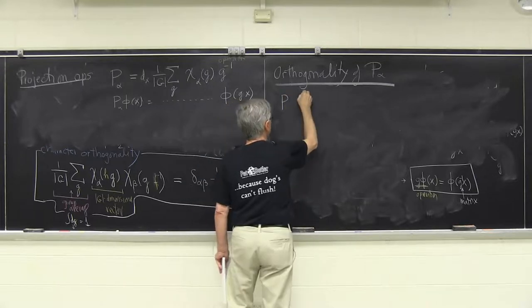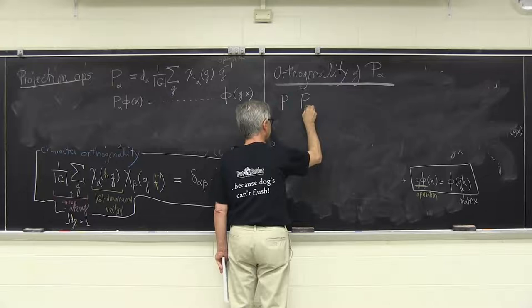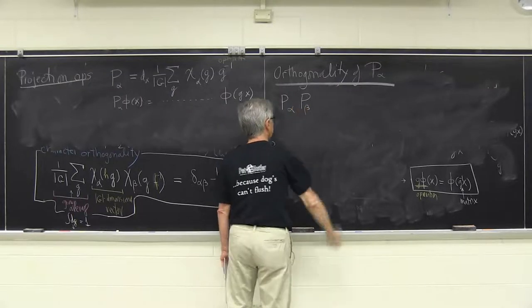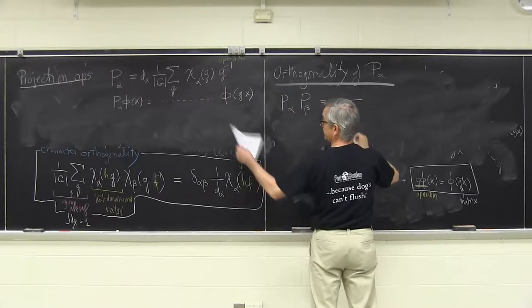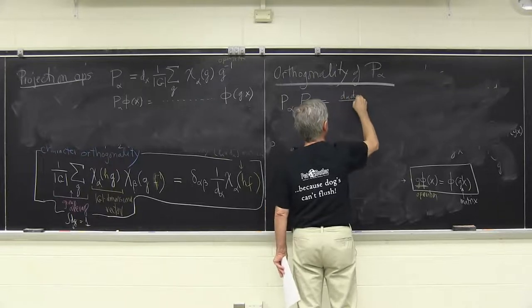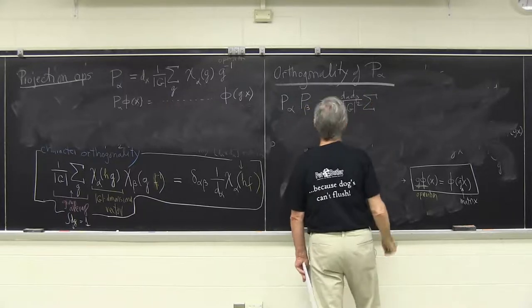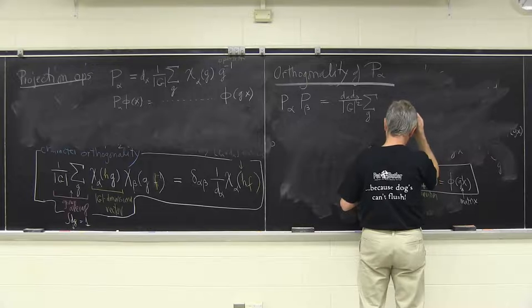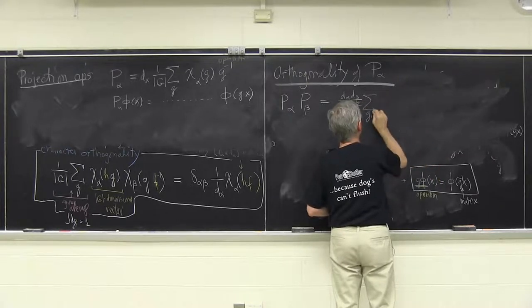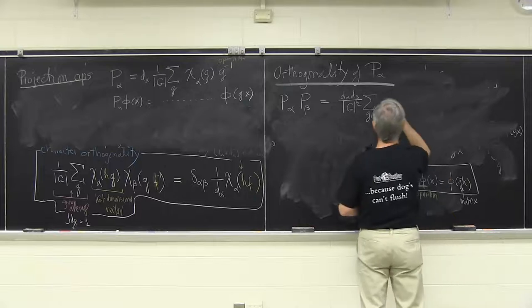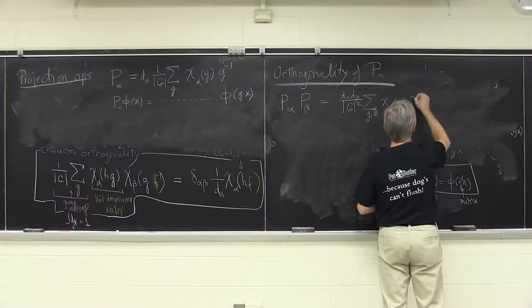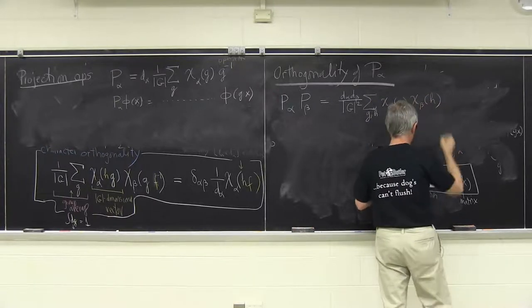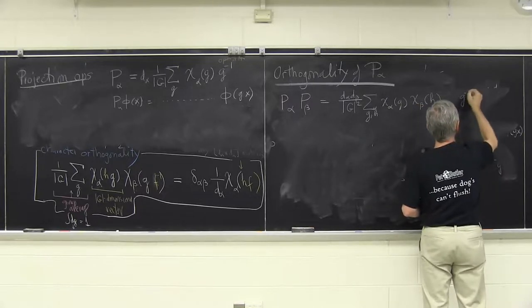So let's see what happens if we first project on representation B and then we project on representation alpha. What does that do? That is by definition a double sum over G and H. So we have X of G, H. And then if you look how this works, it's going to work out like this.